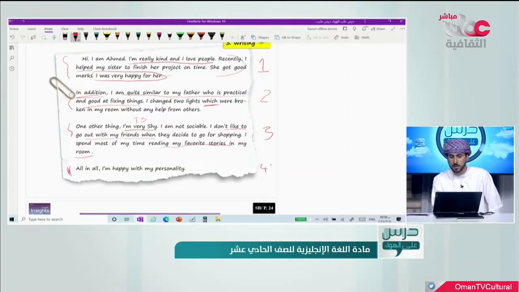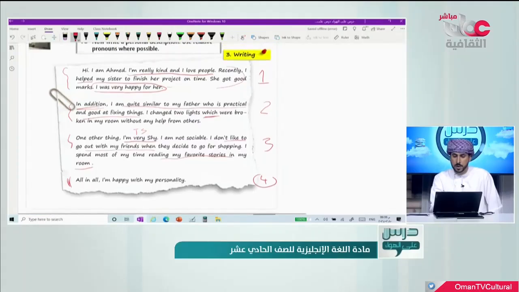And the last paragraph we have here: all in all, I'm happy with my personality. Okay, I wish that you understood the steps that we follow.